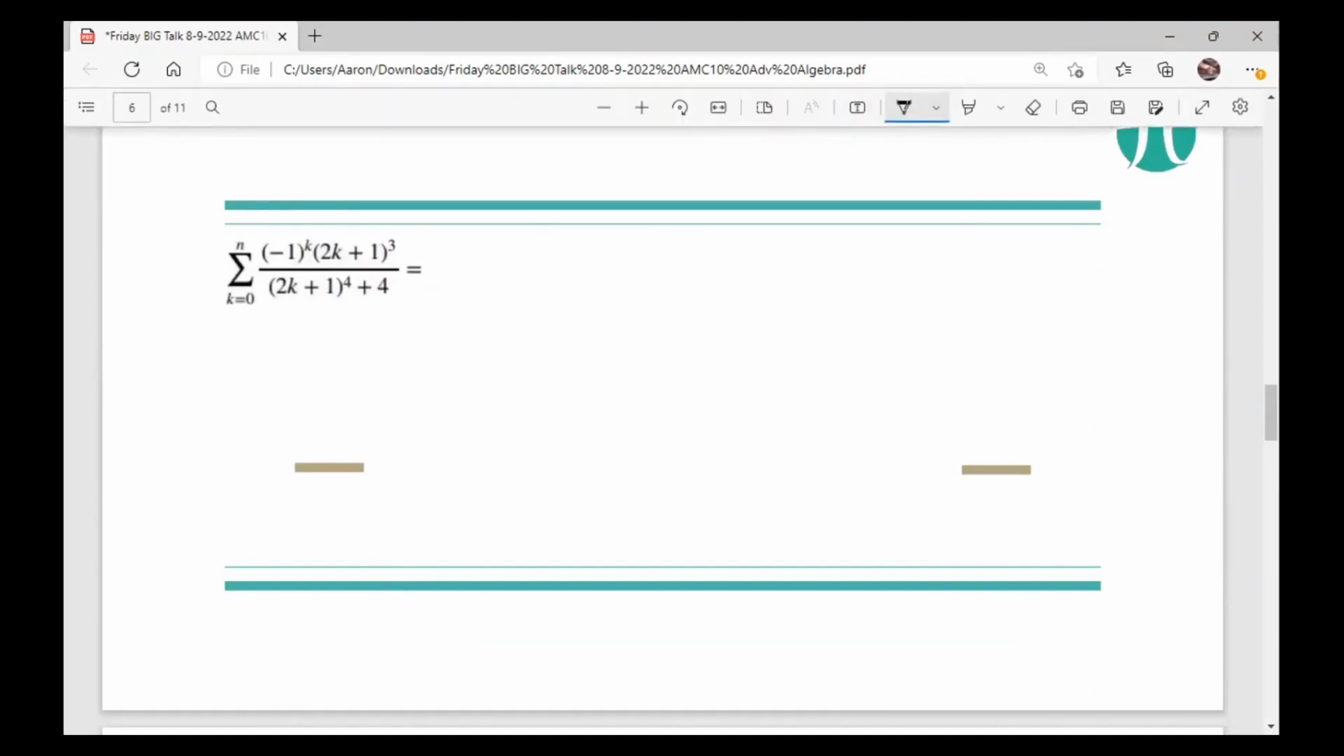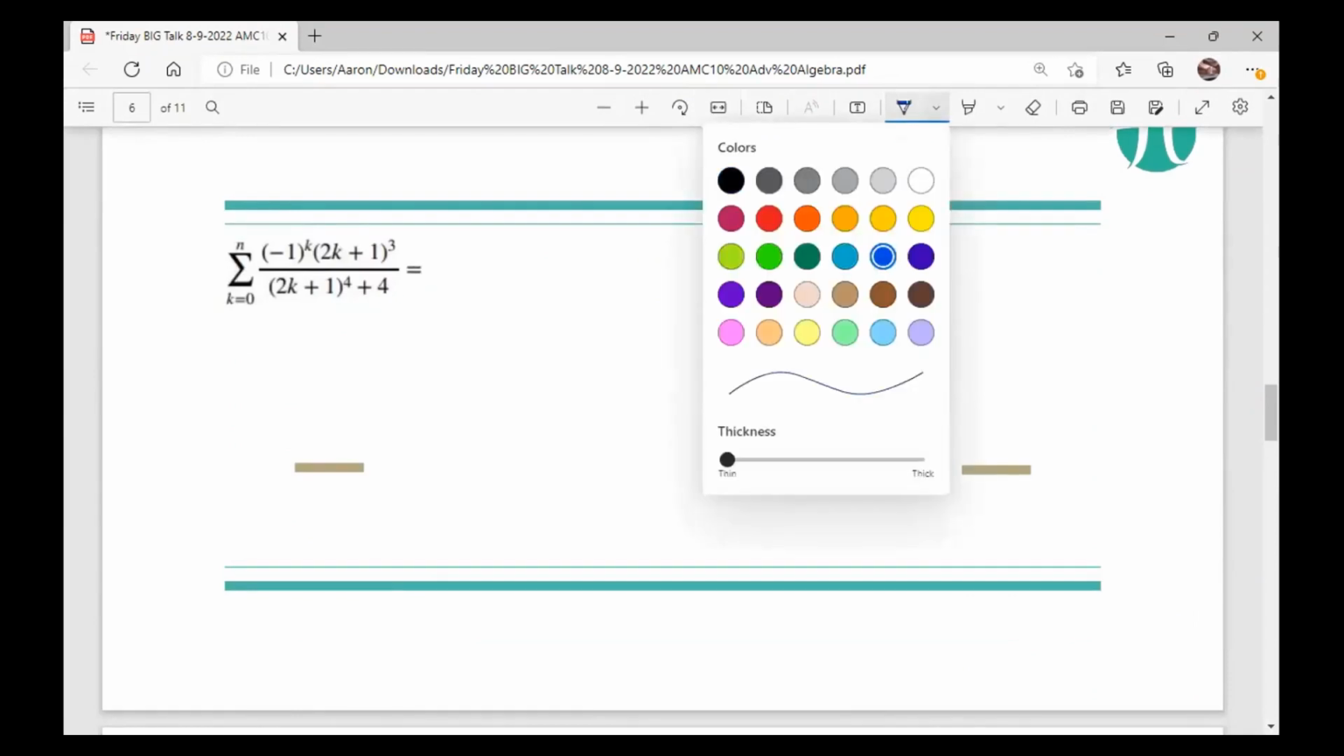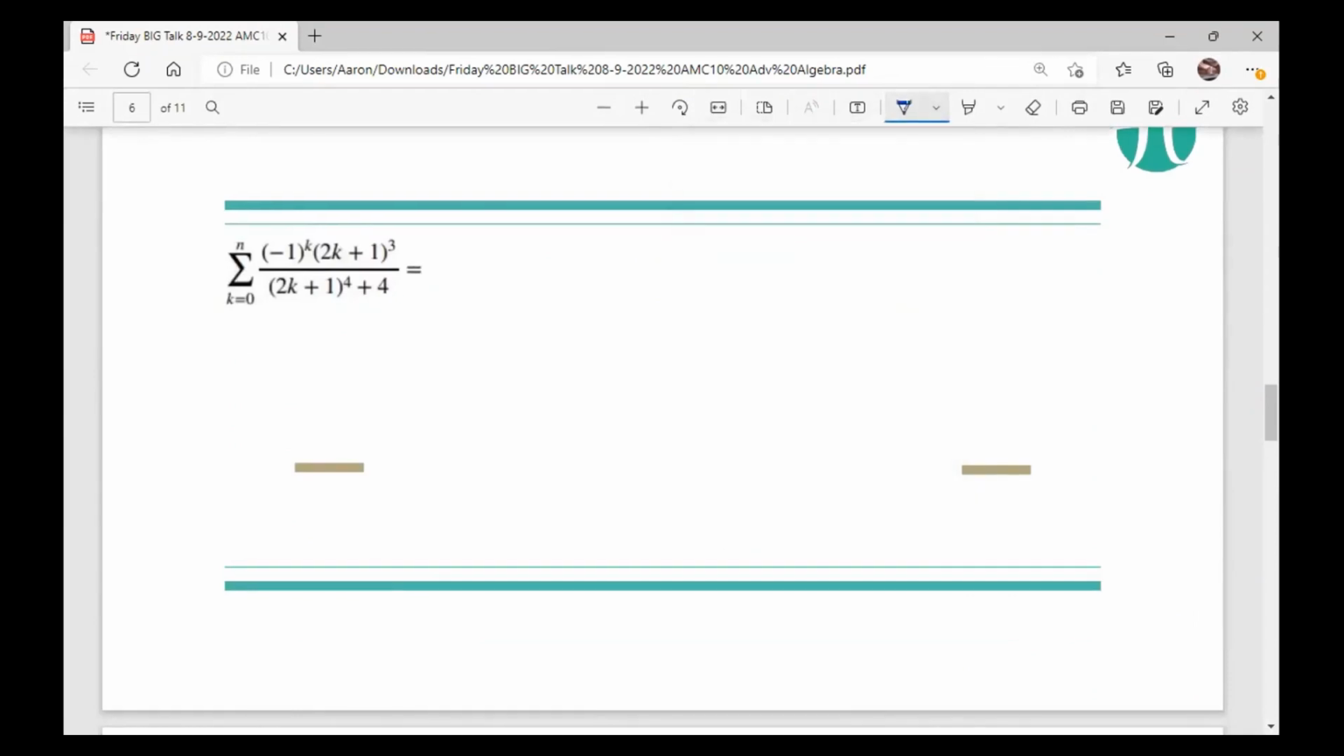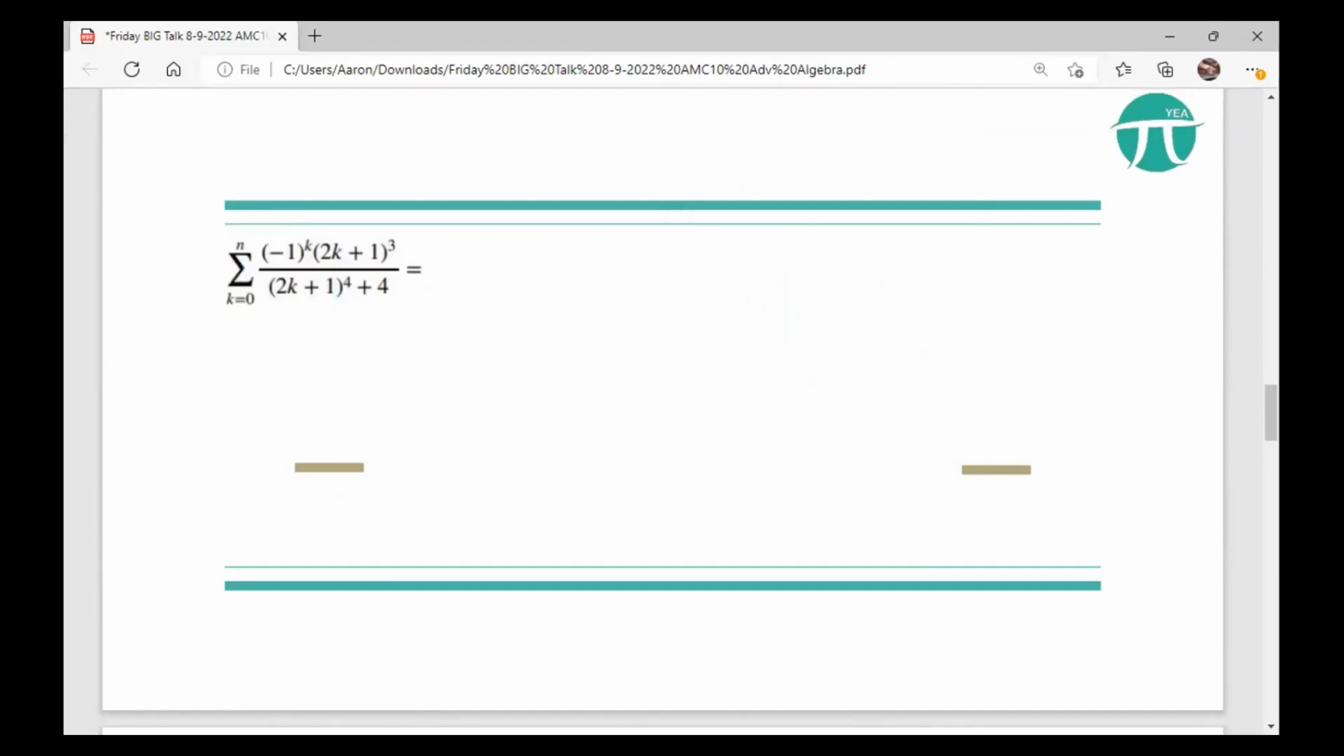One of the solutions to this problem would use something called Sophie Germain's identity, which is the fact that a to the fourth plus 4b to the fourth is equal to a squared minus 2ab plus 2b squared times a squared plus 2ab plus 2b squared. It's basically a difference of squares, but it's done on a squared plus 2b squared minus 2b squared.